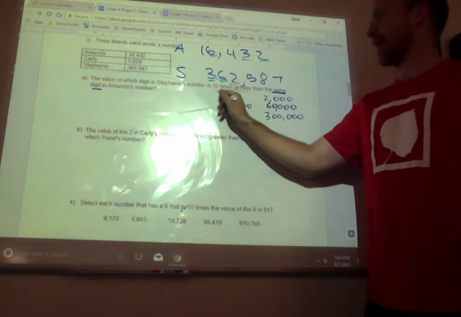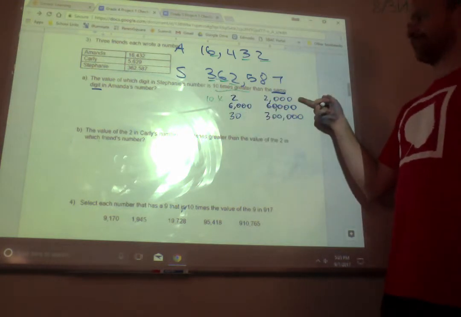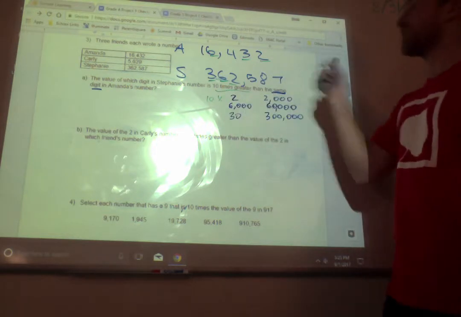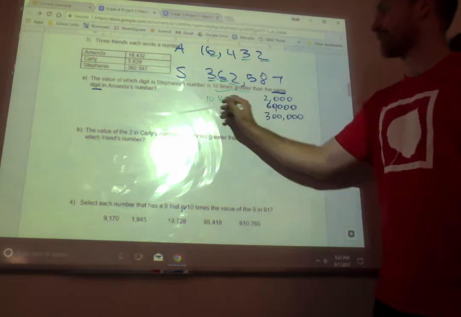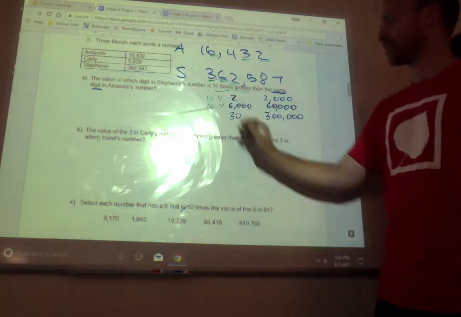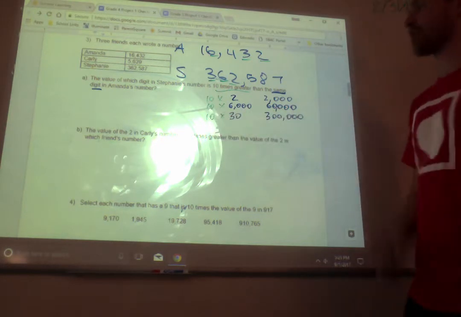If I multiply 10 times 2, will I get 2,000? If I don't, the 2 digit is wrong. It's not the 2 digit. If I multiply this number by 10, will I get 60,000? If I multiply this number by 10, will I get 300,000?